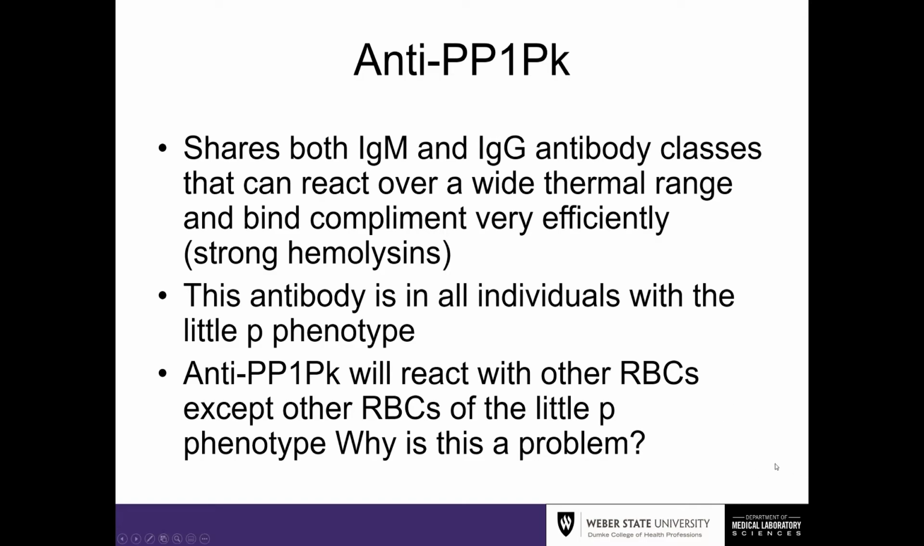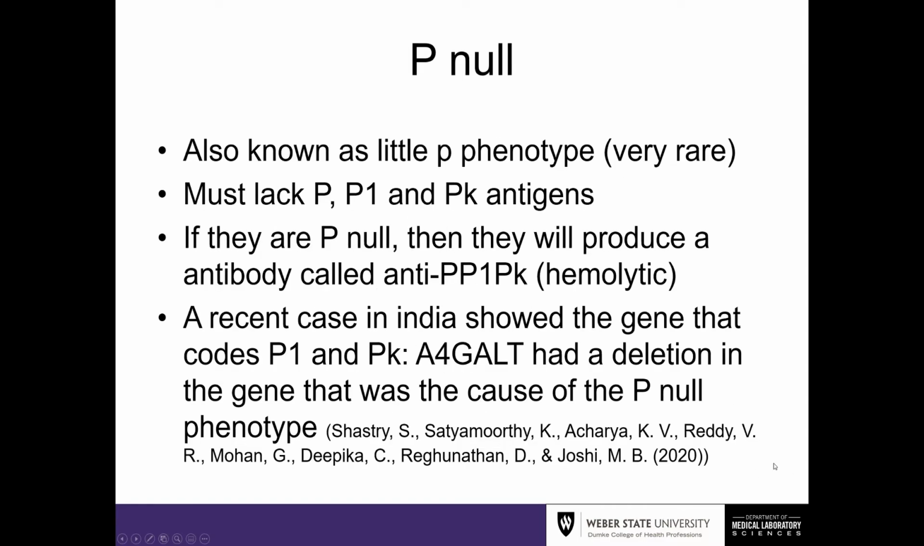And so with that said, I want to go back one slide. A recent case in India showed that the gene that codes P1 and Pk, A4GALT, had a deletion in the gene that was the cause of the p phenotype. In this medical paper, it talks about an individual in India who got into a car crash and needed blood. It came to be found out that he was the little p phenotype.